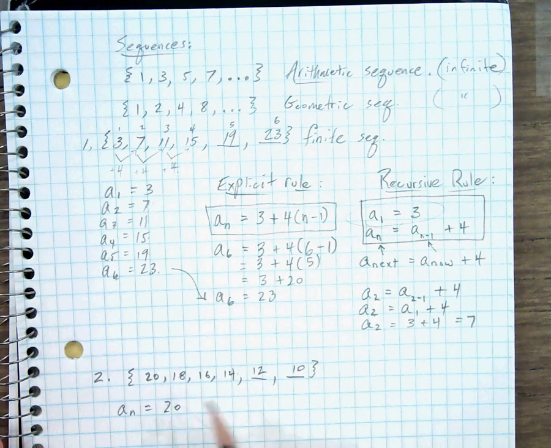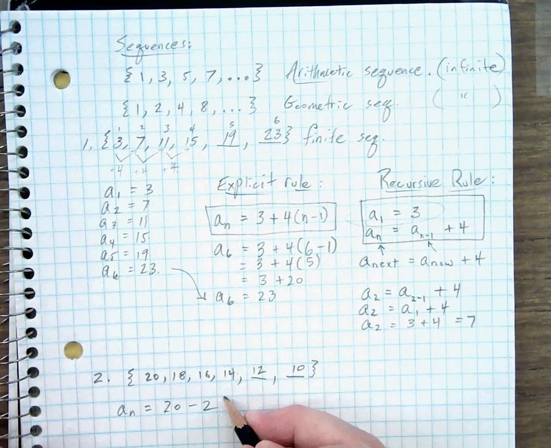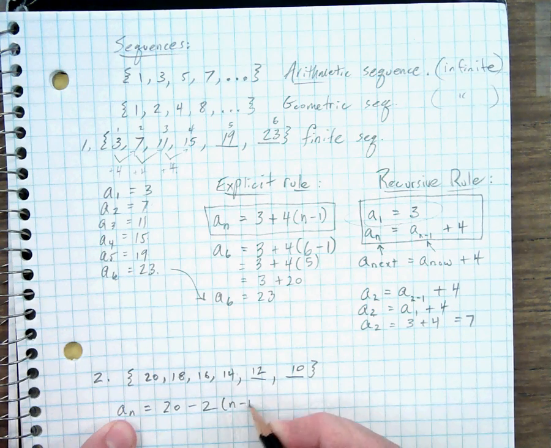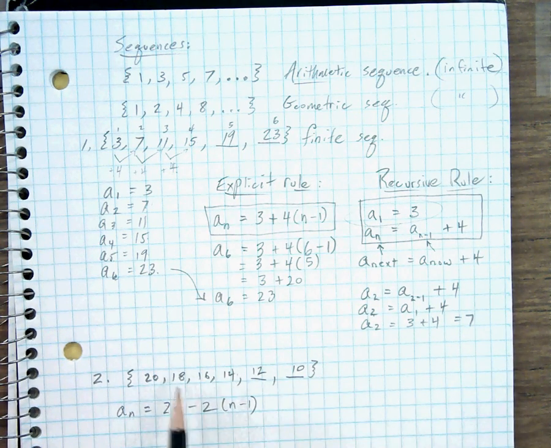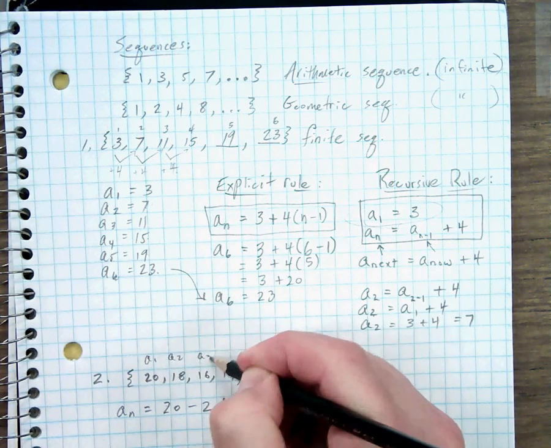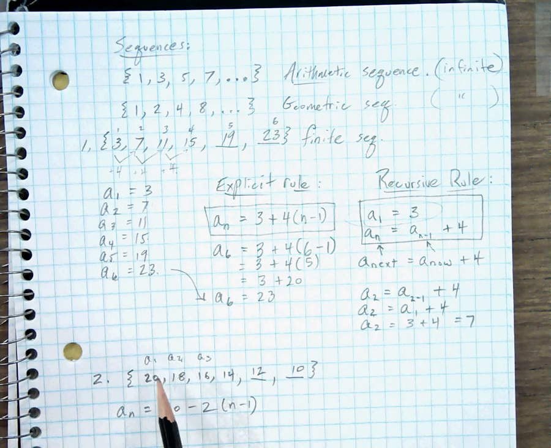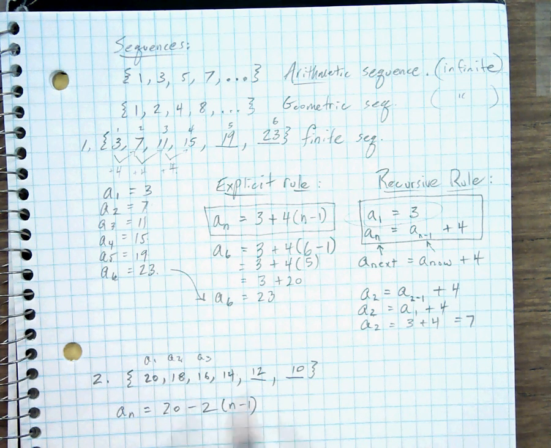What do you do to the 20? Well, you take away 2. How many times do you take away 2? Well, n minus 1 times, right? Remember, this is a 1, this is a 2, this is a 3. If I want the second number, how many times do I take away 2 from the first number? Well, just once.